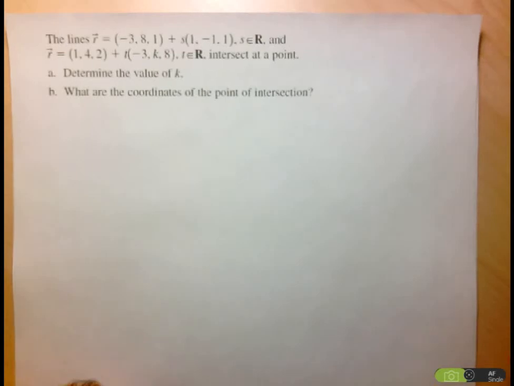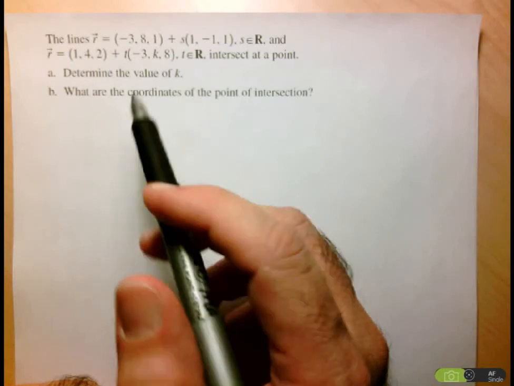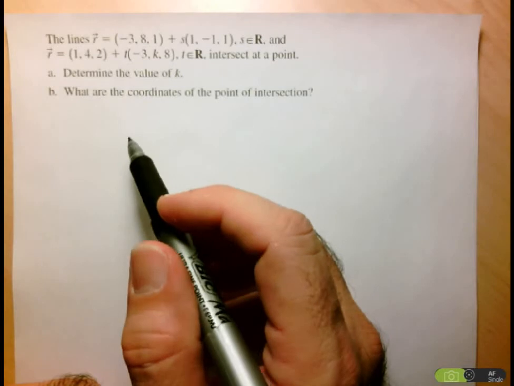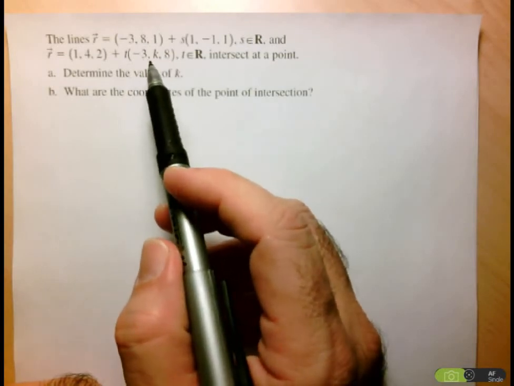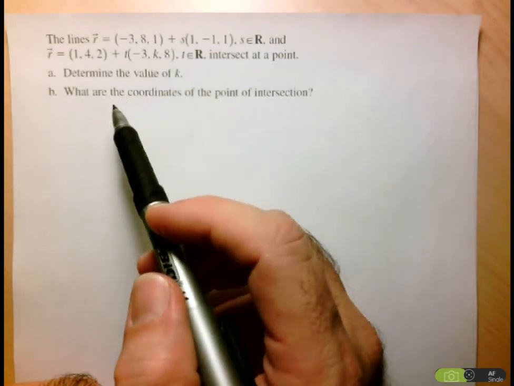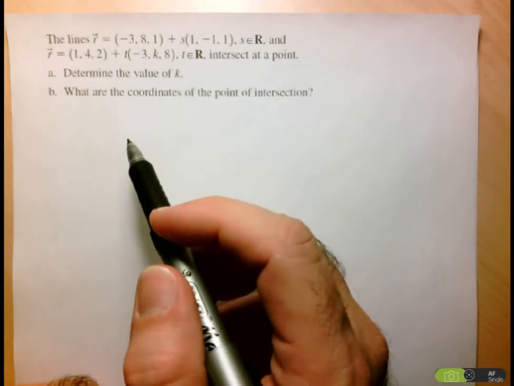Hi folks, we're going to take a look at this question here that involves the intersection of lines. They give us the equation of two lines and tell us that they intersect at a point, but we notice that in the second line the y component of the direction vector is variable, given as k, and they want us to determine the value of this k and then the coordinates of the point of intersection.